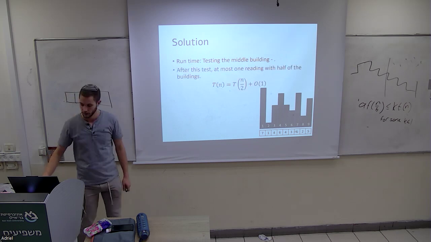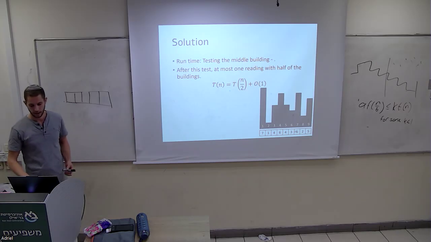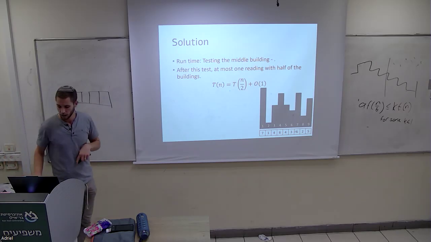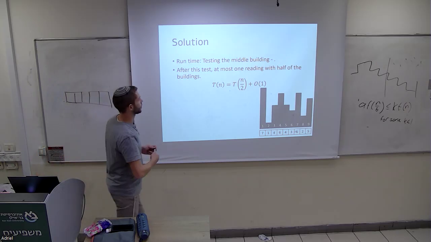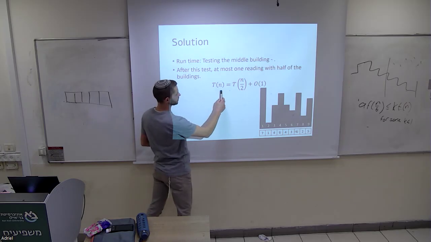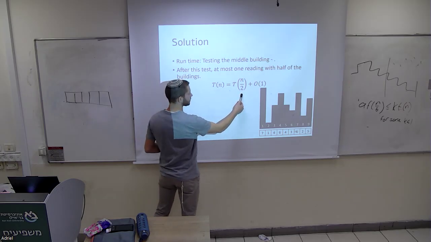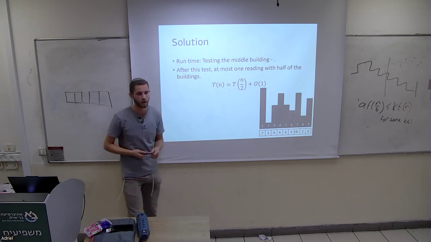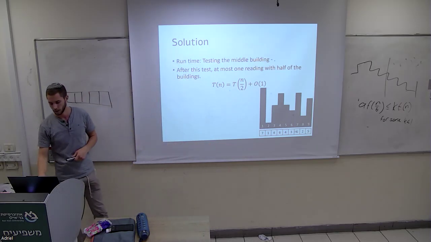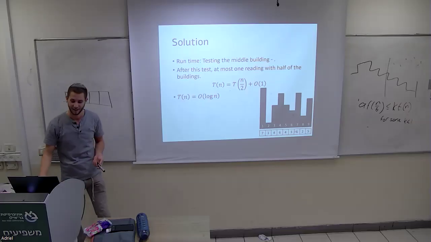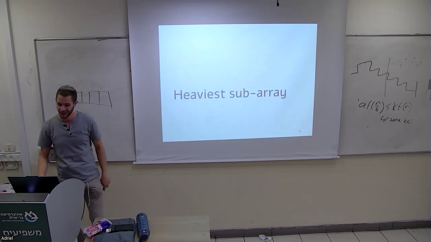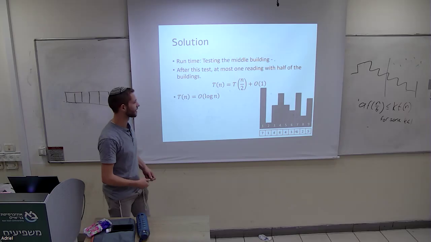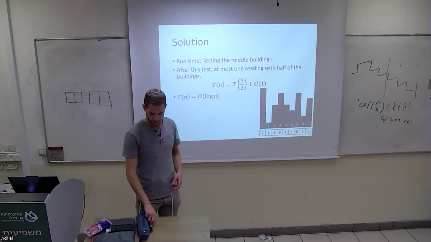So the runtime. Testing the middle building is O of 1. After the test, we divide the array by 2. So our recursive formula is T of n, and we divide by 2 every time, and each time we do O of 1 operations. So what is our final big O? Lotte? Okay, O of log n. And therefore we've solved the puddle problem.